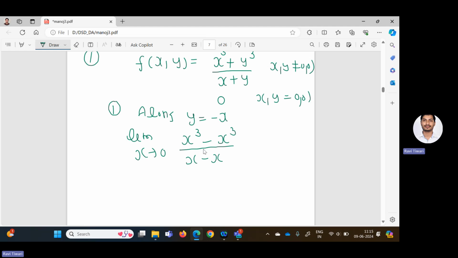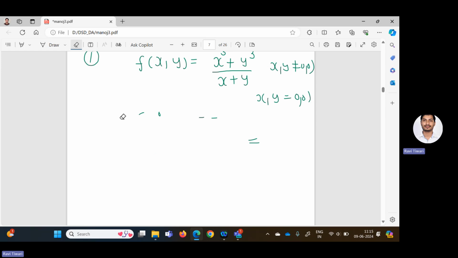Minus x plus x. So here the limit does not exist because this is coming 0 by 0. This type of function is discontinuous because when you choose y equal to minus x, the denominator becomes 0 and the answer comes out as 0 by 0, or sometimes you will get plus infinite. But if I change x plus y to x square plus y square in the same question, then what will happen?